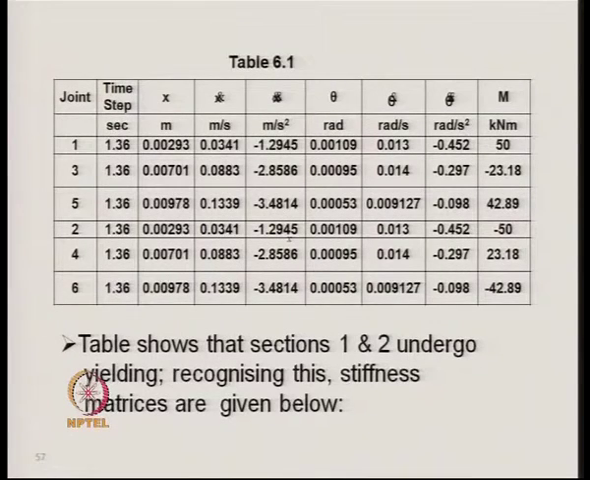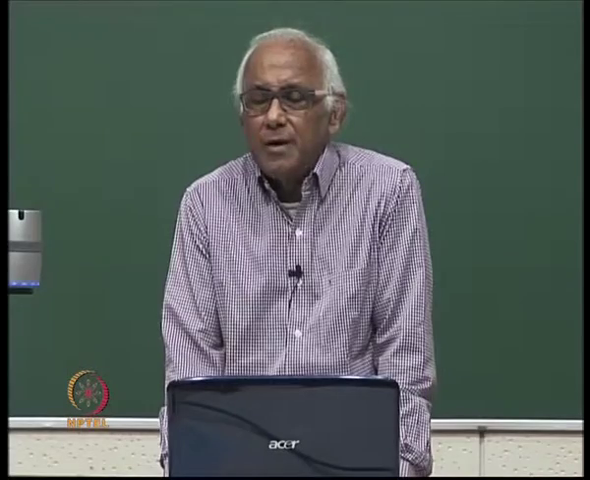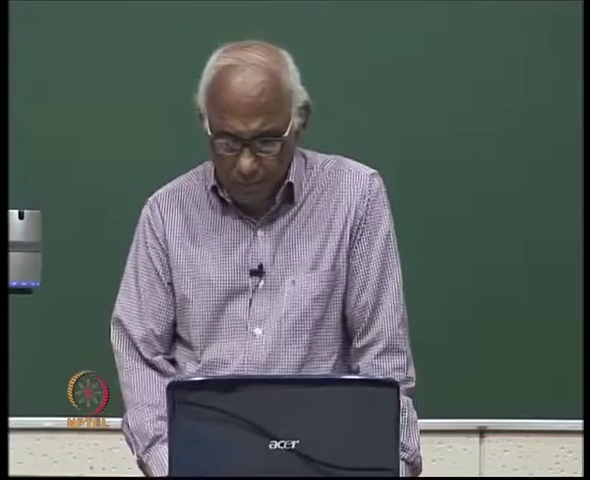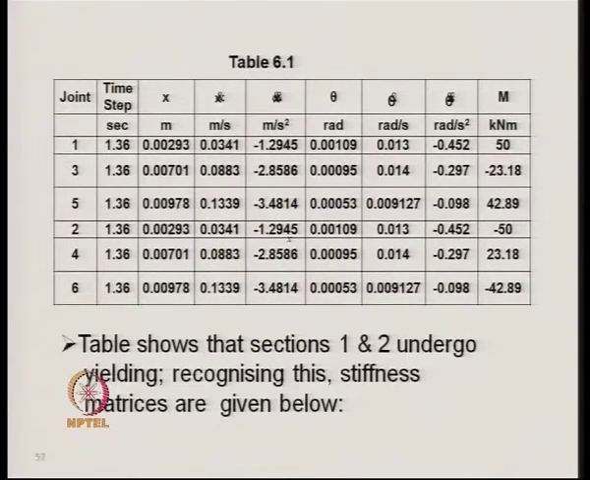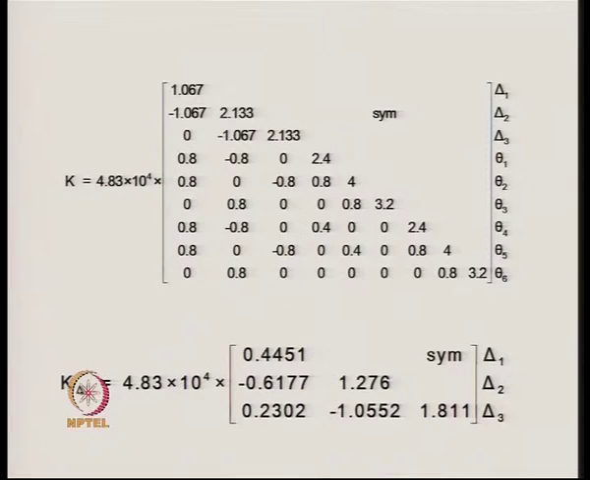Therefore, in the table, in the first joint and the second joint, which are the two joints of the bottom beam, the bending moments have reached the yield value. And for the other two beams, the yield values of the moments are not reached. Therefore, sections 1 and 2 undergo yielding. Recognizing that, we write down the stiffness matrix for the system for delta 1, delta 2, delta 3.